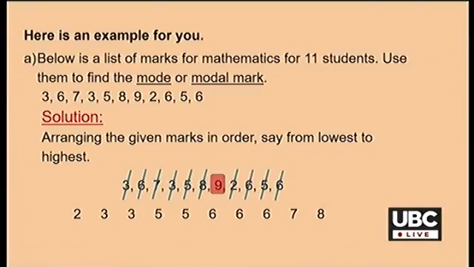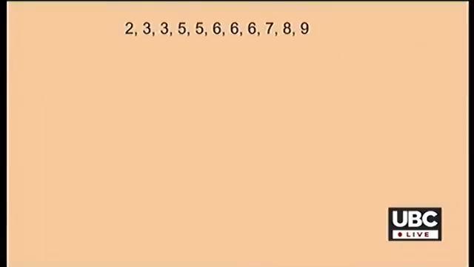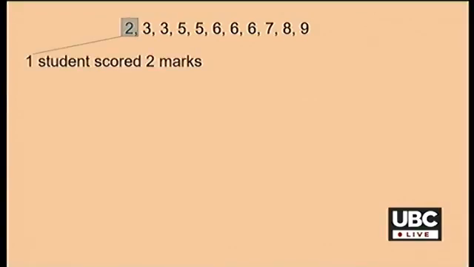So our last number is 9. We have arranged our marks in order of size, and this is called ascending order, from the lowest to the highest. So let's use our marks to find the modal mark.